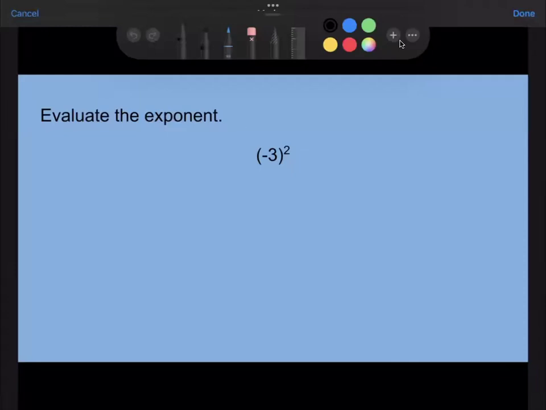So that means the exponential number is how many times we are multiplying that base. So we're going to multiply it twice. Now the base is everything inside the parentheses. So that means -3 and -3. So if we multiply -3 times -3, we end up with +9. So that is how we evaluate that.